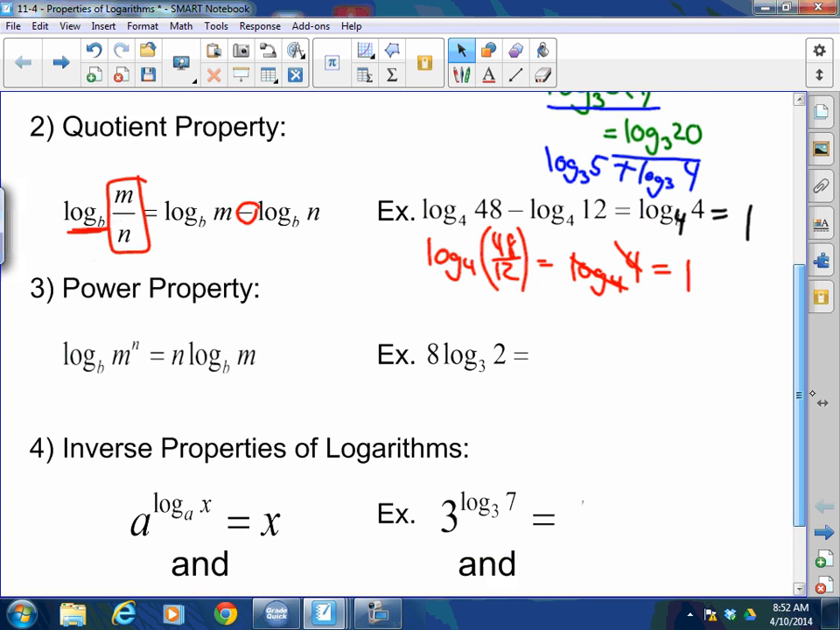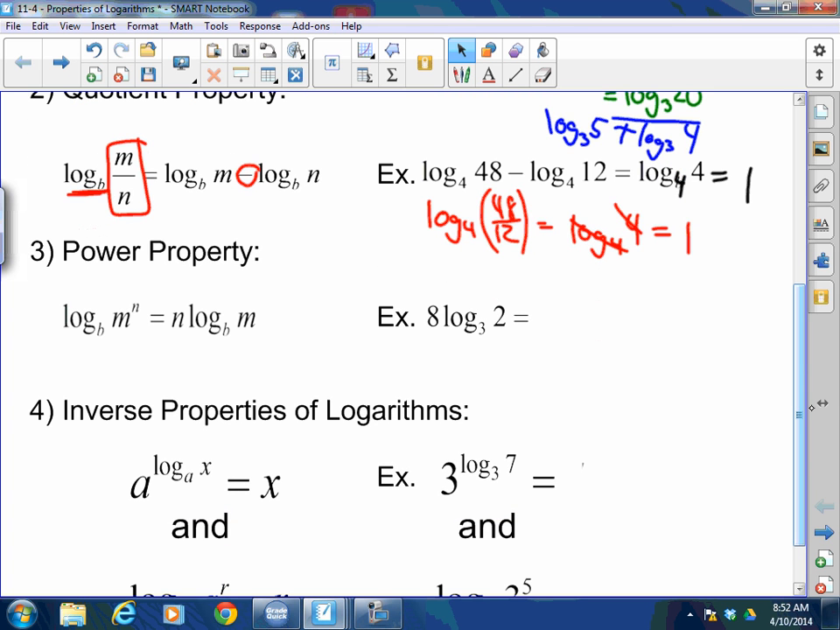When I raise a power to a power, what do I do with the powers? I multiply them. This is the one that is the trickiest of all. If I have log base b of m to the n power, I can simplify this by bringing the n to the front, multiplying n times the log base b of m.